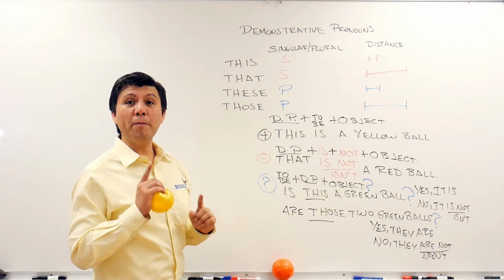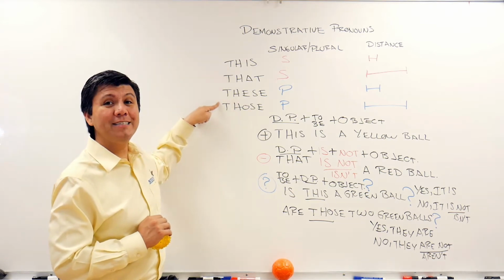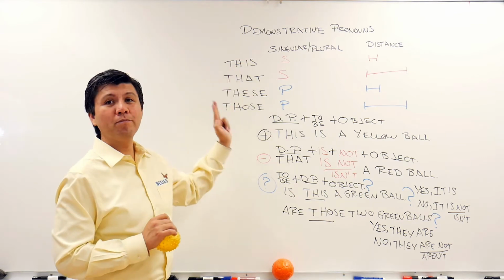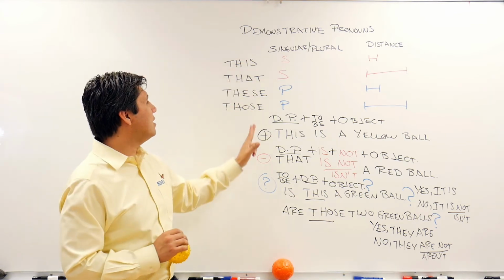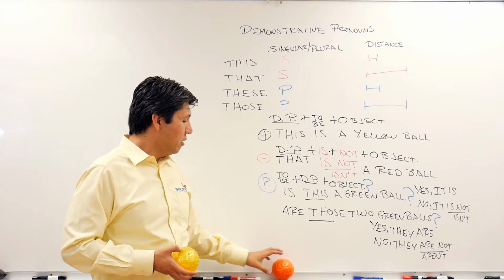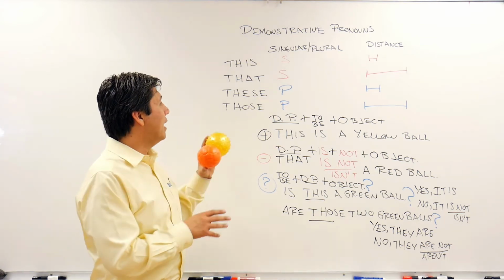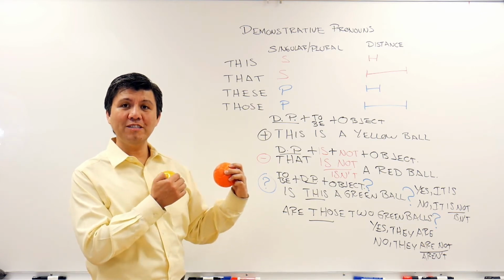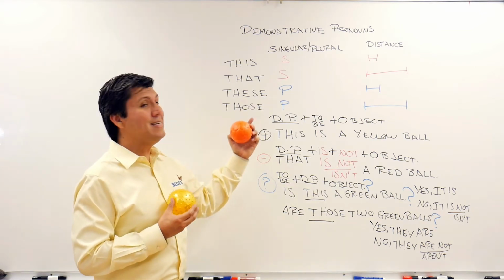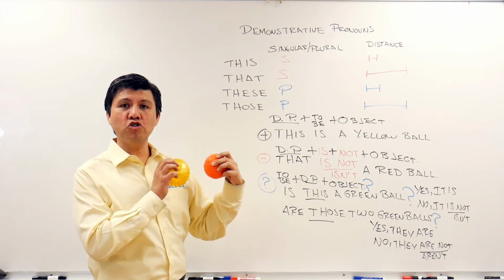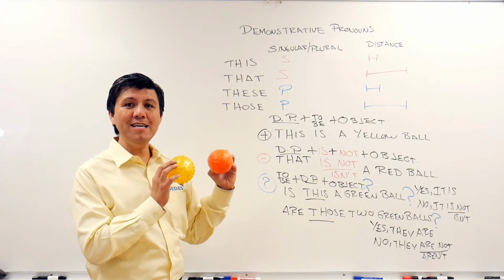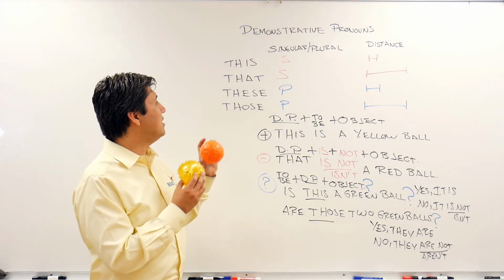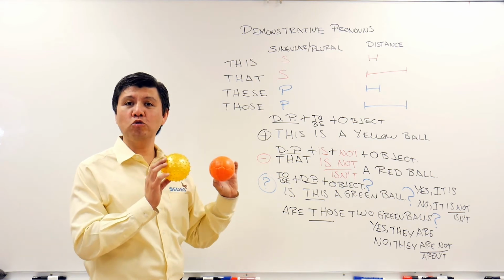Now, let's look at these. The difference between the pronunciation of this and these is that you extend the E a little bit. These are 2 balls. So this is for plural and for close distances. So these is for plural and for a short distance. So these are 2 balls.